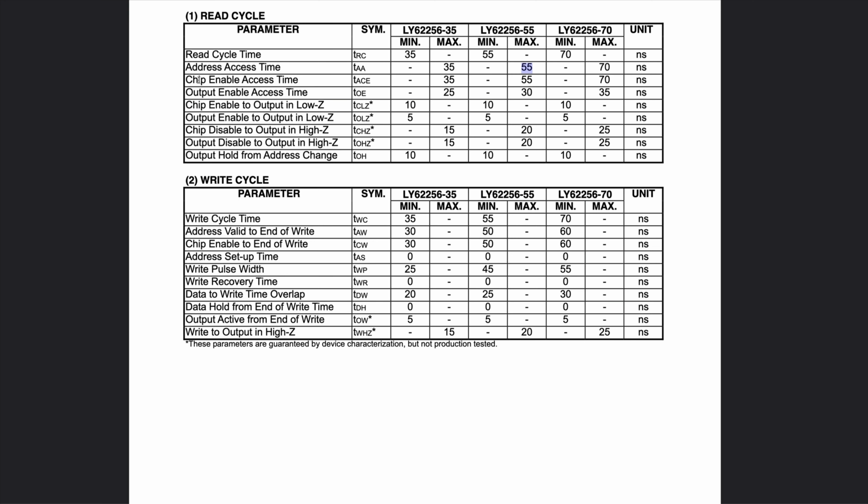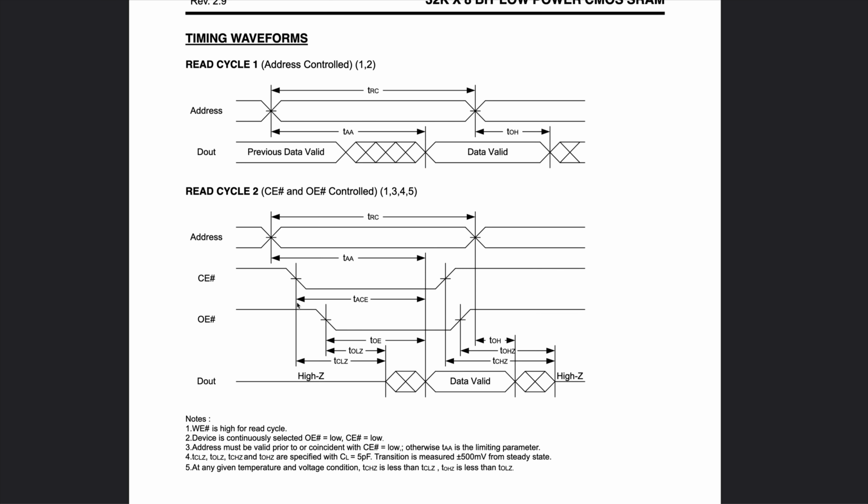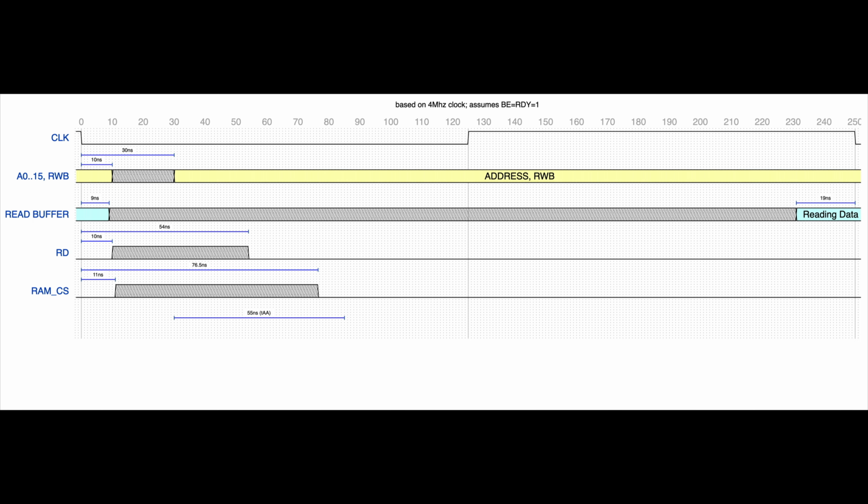The second value is chip enable access time. And so that's going to be the delay between the chip enable being valid to the data being valid. So let's add this. And that's going to be 55 nanoseconds as well. So it's going to start after the chip select is enabled here.